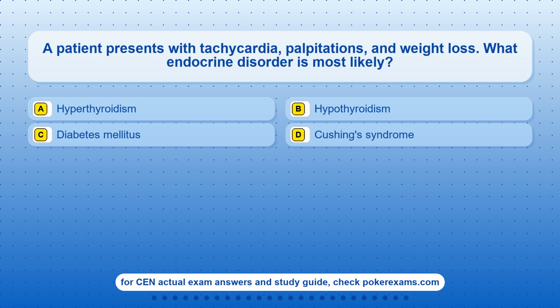Question 20. A patient presents with tachycardia, palpitations, and weight loss. What endocrine disorder is most likely? Option A. Hyperthyroidism. Option B. Hypothyroidism. Option C. Diabetes mellitus. Option D. Cushing's syndrome.